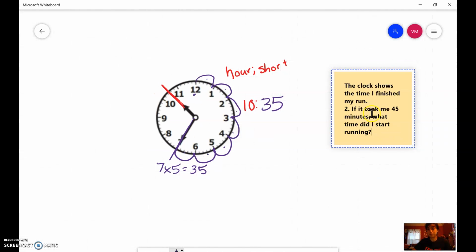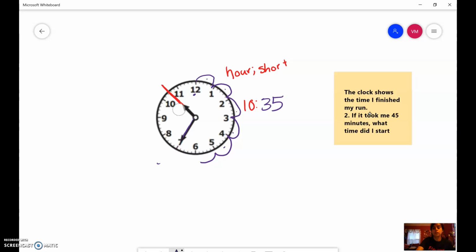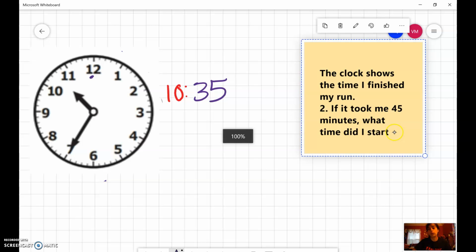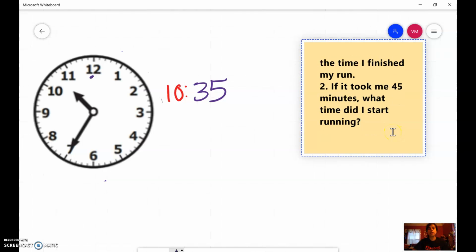Number 2. Went a little bit fast. The clock shows the time I finished my run. So right now it shows that I finished at 10:35. That's the time in which I finished my run. I'm going to erase this just so I can focus on question number 2. So that's the time I finished my run, at 10:35. If it took me 45 minutes, what time did I start my run? Did I start running?